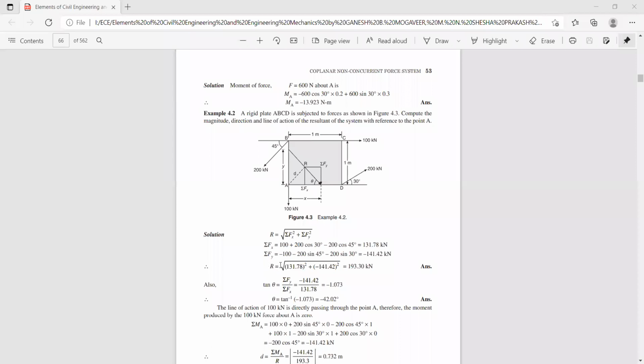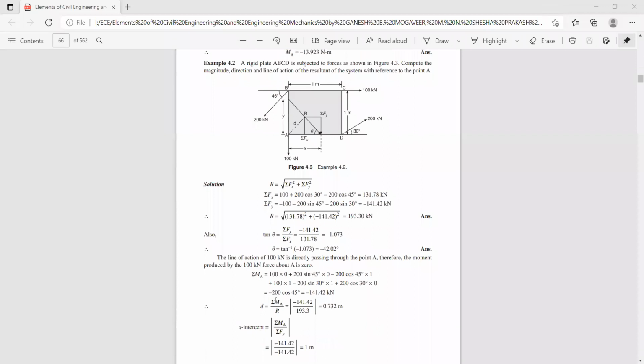Once you find the magnitude of the resultant, then you can find the direction of the resultant. Once you find magnitude and direction, we need to find the position of the resultant, which is nothing but the moment of the resultant about any point will be equal to the algebraic sum of moment of all the forces with respect to the same point. So once you get the algebraic sum of moments, then you can find the position of the resultant, that is R into D is equal to sigma MA. You know the magnitude of the resultant, thereby you get the position of the resultant.